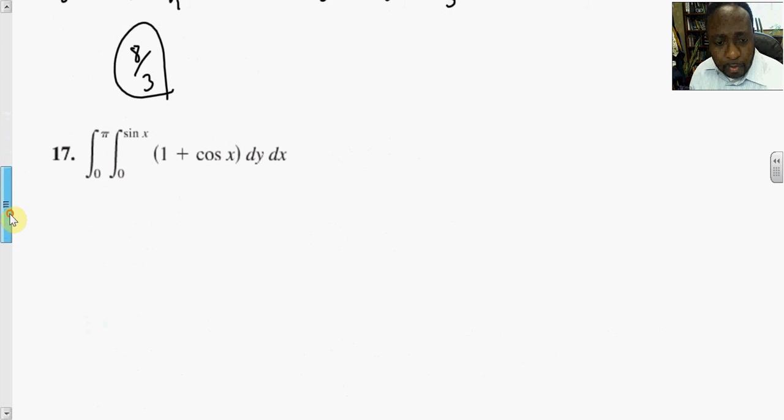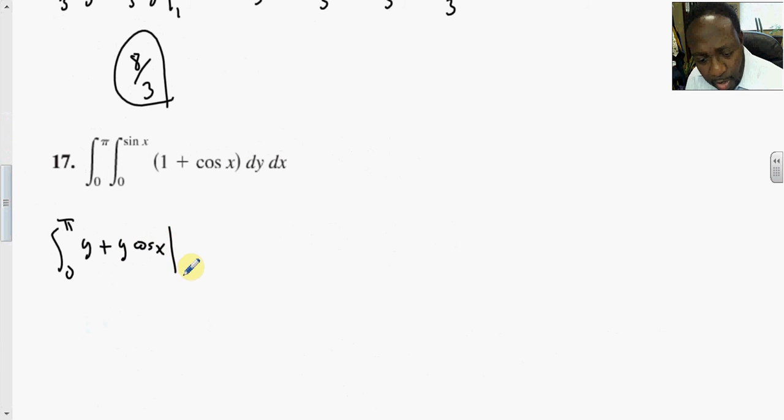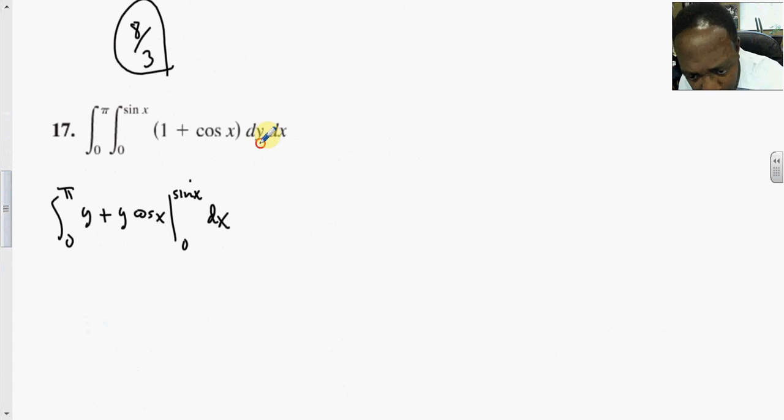Okay. So now, what about this one? We first evaluate with respect to y. So this becomes the integral of 1 dy is y. This is plus, we treat x as a constant, so this becomes y times this cosine x. Now the y's being evaluated from 0 to sine x dx. Right? So again, y is evaluated from 0 to sine x.